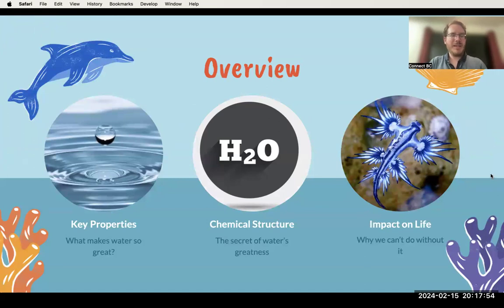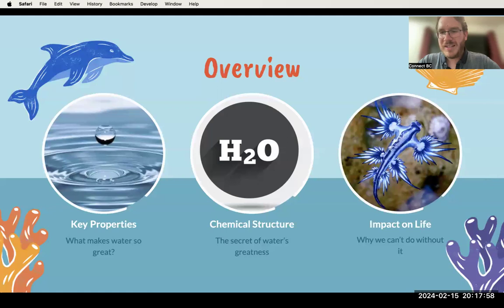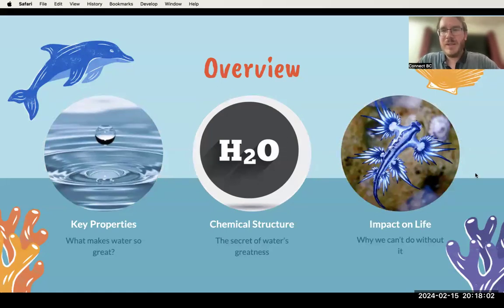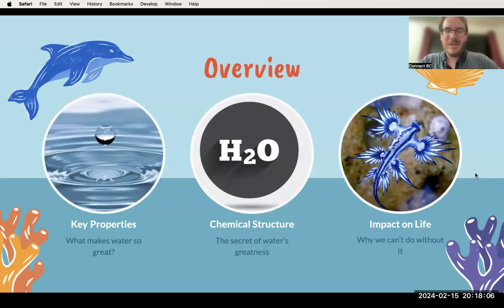So there we have it. We've talked about the key properties of water. We've talked about the chemical structure of it, which allows it to happen. And we've looked at a huge range of impacts on life and why God has done an amazing thing in creating water so that we can have the life that we have on Earth.